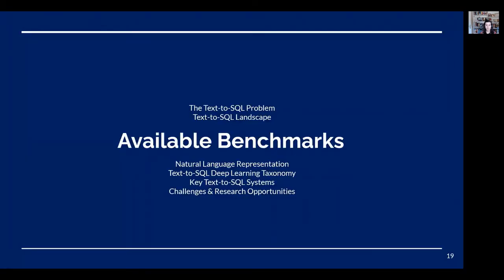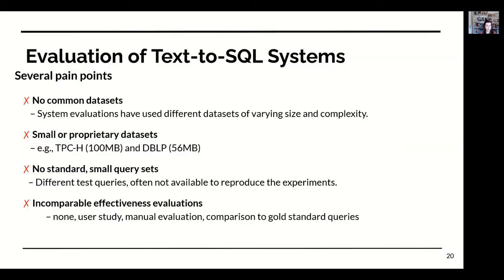Now, at this point, it is necessary to talk about benchmarks. In order to do this, we have to discuss the evaluation of text-to-SQL systems, the way it was done for several years. There are several shortcomings, several pain points that we have identified here. There is no common dataset, so different system evaluations would use different datasets of different complexity. These datasets are usually proprietary or small ones. Most importantly, no standard query sets would be used, and each system may use a different, small query set.